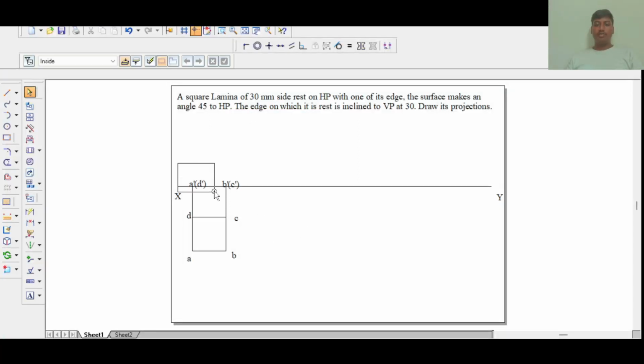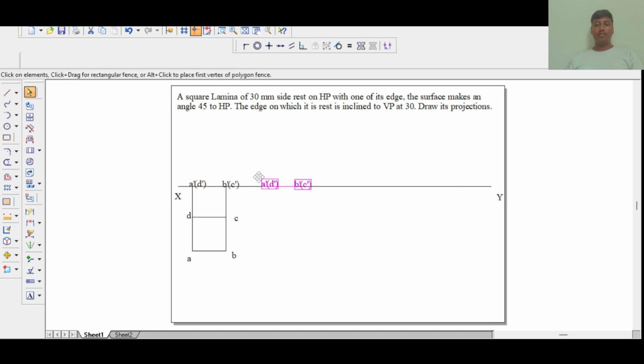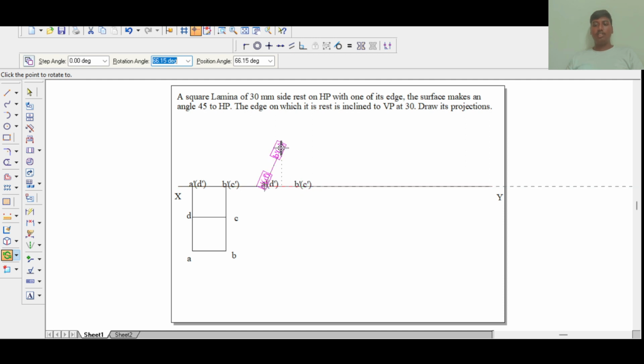And then next, select the line which was projected upwards, which is in the top view with the namings, and then go to move option, move from the endpoint of A dash D dash, and then place it on the XY line. And then go to rotate option from the endpoint of A dash D dash till B dash C dash endpoint, select it, and then give the angle as 45. This is the second part of the question where the surface makes an angle of 45 to HP.